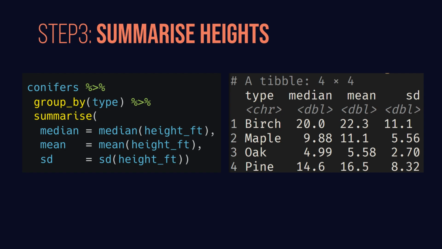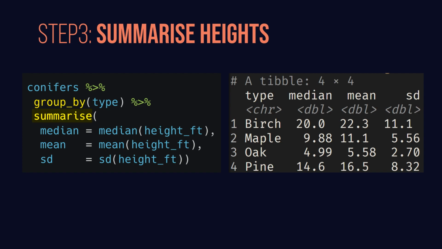In step 3, we will calculate the summary statistics such as mean, median, and standard deviation for the data. We will use the group_by function from the dplyr package to group our data by the type of tree and calculate the mean, median, and standard deviation inside the summarize function in dplyr.